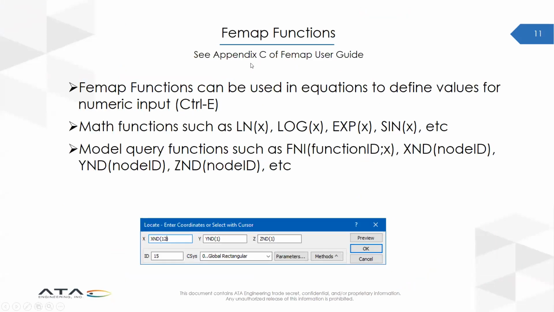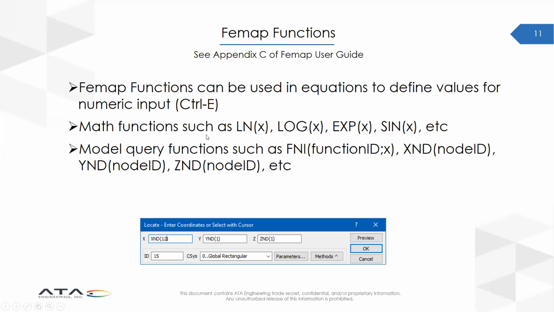One thing I like to point out is that Femap functions, you saw me use the xnd command. The function allows you to input a numerical value or a function instead of a numerical value. So instead of grabbing the actual XYZ of a point, you can just call xnd, and if you know the node ID, you can put that number in there. If xnd is at 1.2, it's equivalent to putting 1.2 in that box.